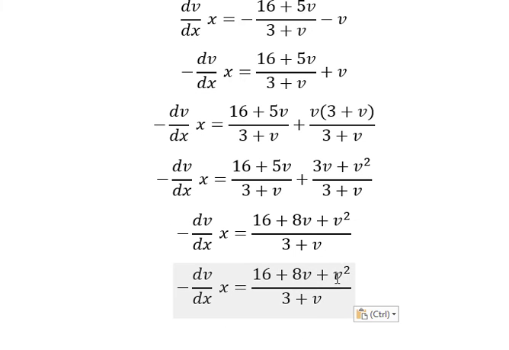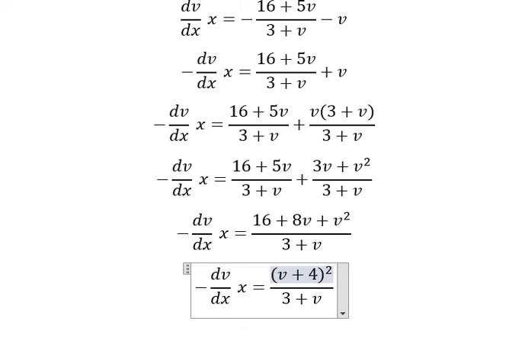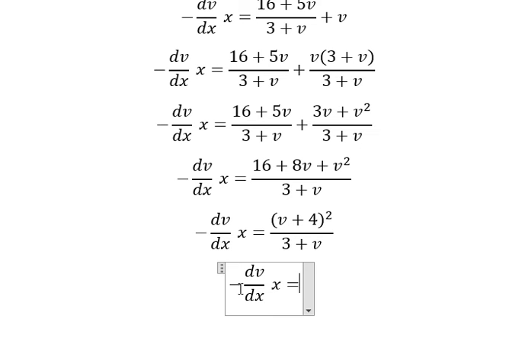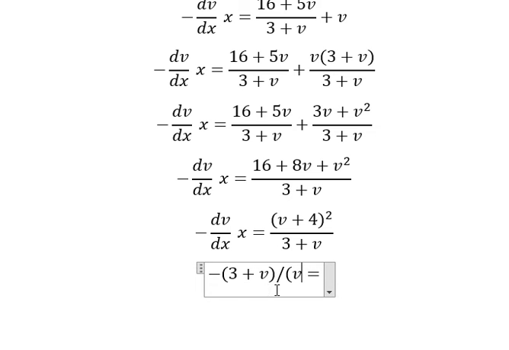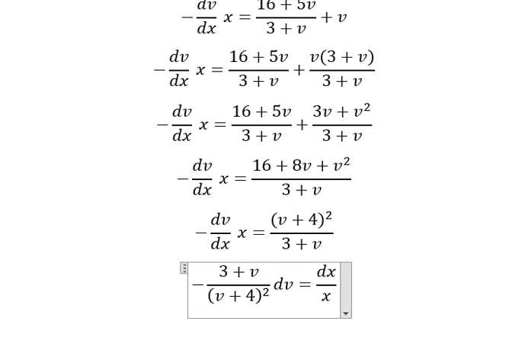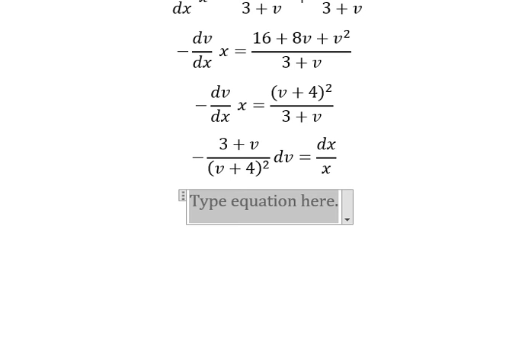Next, this one that is about identities. That is about v plus 4 to the power of 2. Now I will put this one go to the left. The s and s go to the right. Next, I will put the integration for the both sides.